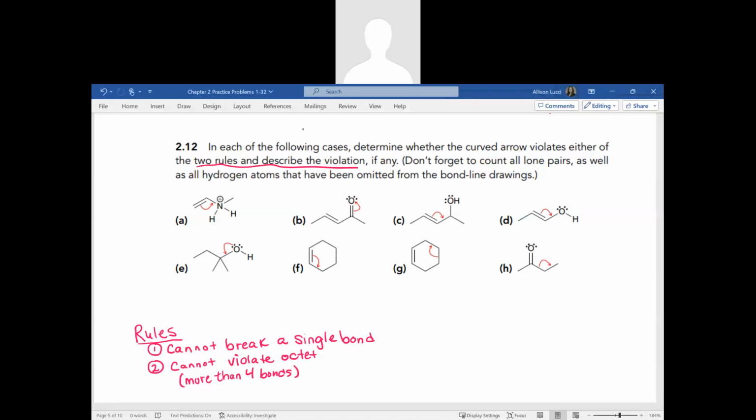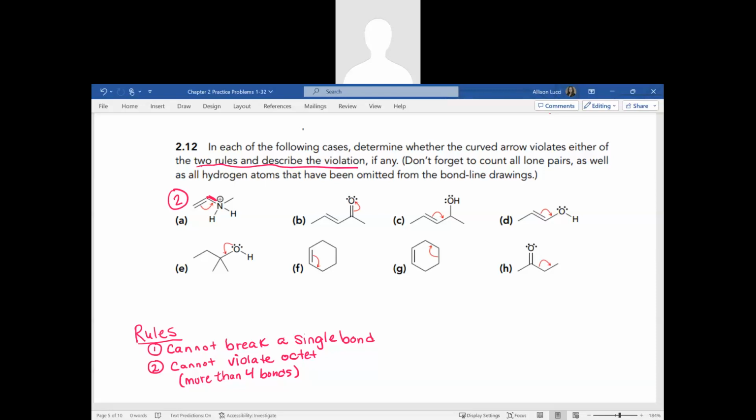So we want to know which rule is violated and why. In Example A here, we have a nitrogen atom that already has a +1 formal charge. So it has 4 bonds already to it, right? 2 carbons and 2 hydrogens. And the curved arrow would create another bond here. So this would violate rule number 2 listed down here, which is cannot violate the octet and have more than 4 bonds, is another way of saying that. So we'll say this violates rule 2.